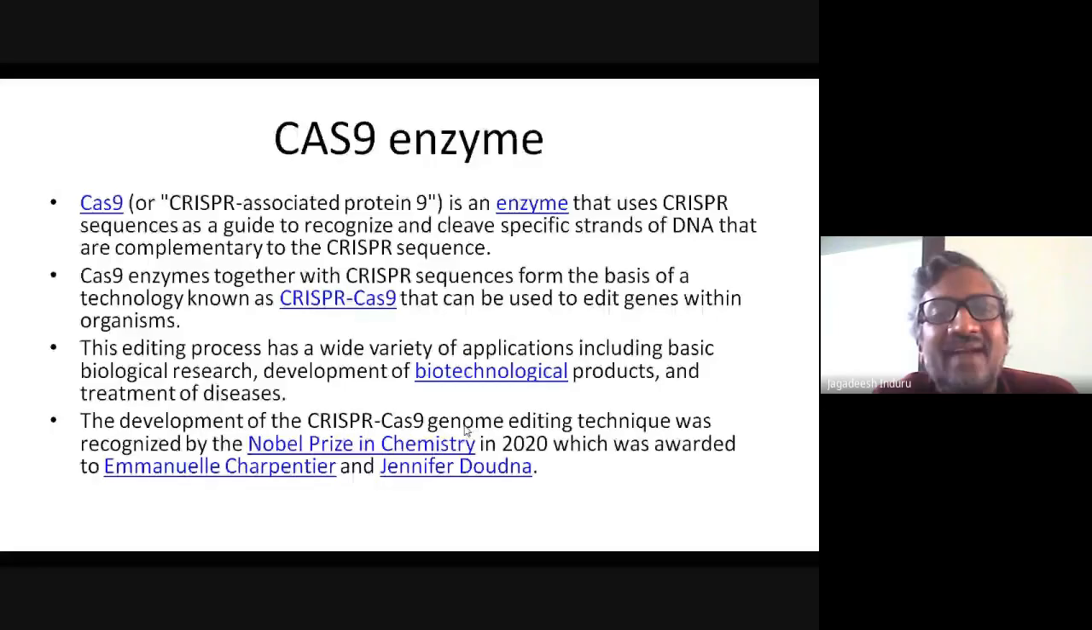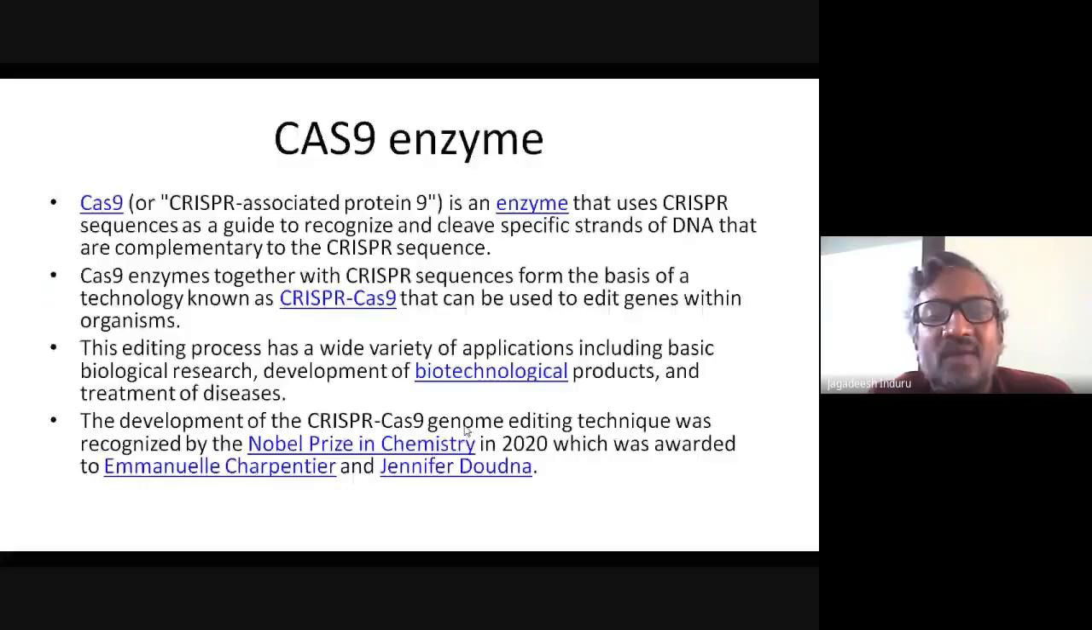So how is that system made, the system which is used as a defensive mechanism, and which is resulting in the treatment of diseases? This editing process has a wide variety of applications, including basic biological research, which is what we are doing at the fundamental level, and the development of biotechnological products like vaccines and insulin, and the treatment of diseases, with different treatments which we have seen previously.